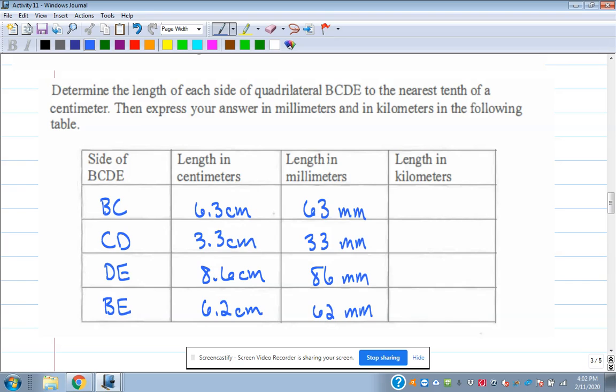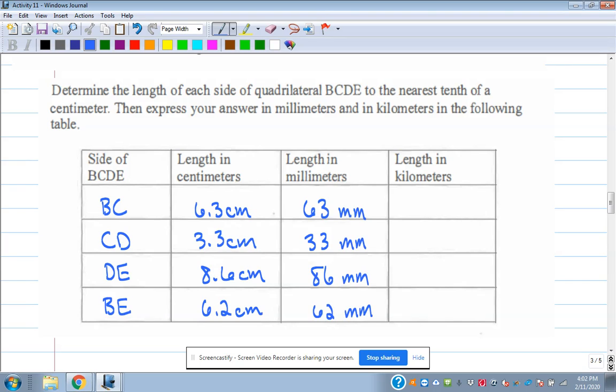And then kilometers or kilometers, whichever way you say that. I've tried to adopt the kilometers way of saying it, just because I like how it sounds. Not because it's any more correct than the other one, but most of the world says kilometers.